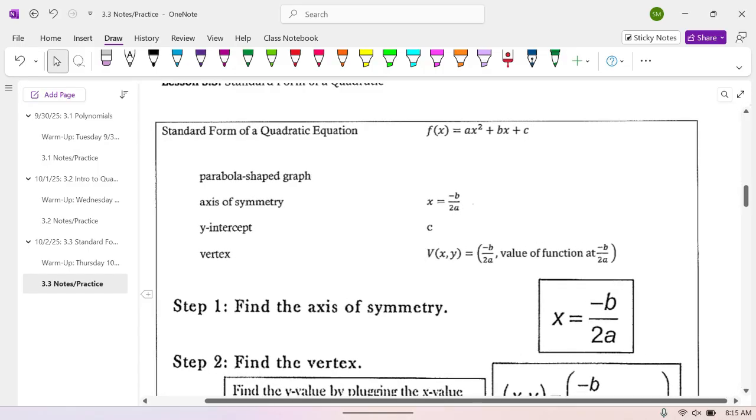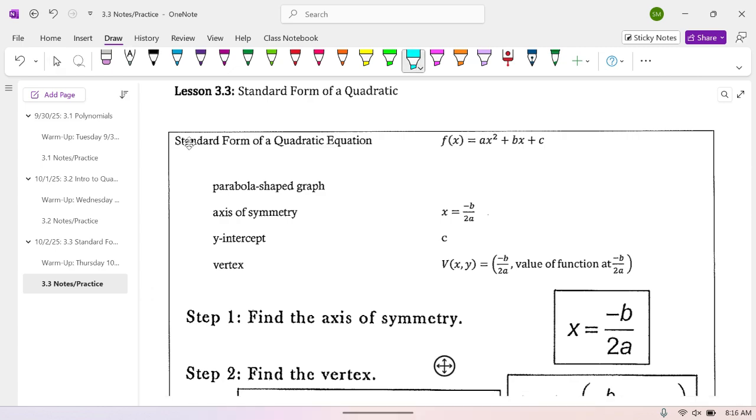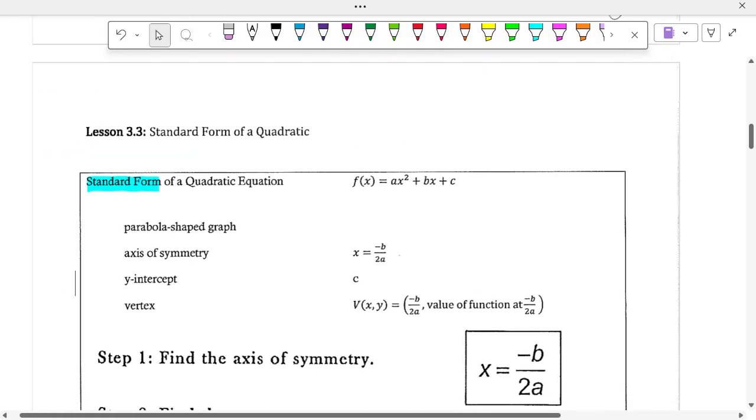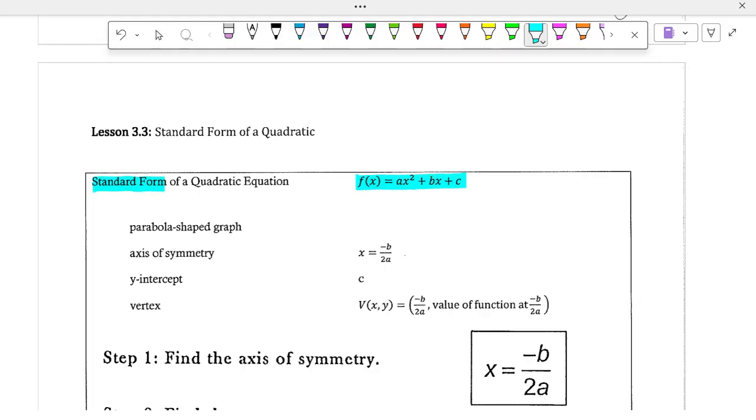All right. So let's look at the standard form of a quadratic equation or a quadratic function, however you want to put it. So, like I said, the standard form of a quadratic is this. So f of x is equal to ax squared plus bx plus c. Out of all things in this unit, you need to remember that. Okay? Ax squared plus bx plus c, because trust me, you'll be seeing it again and again and again in this class. All right?